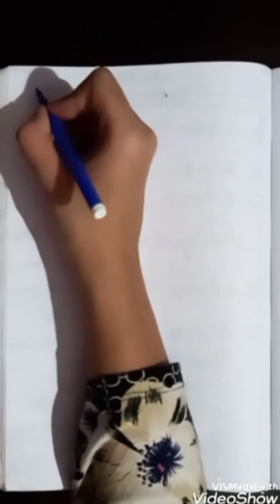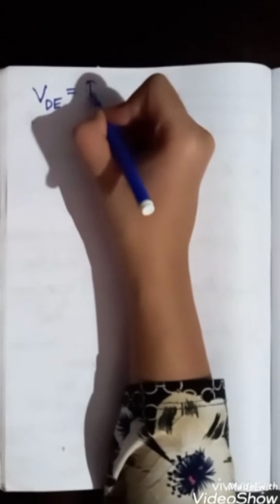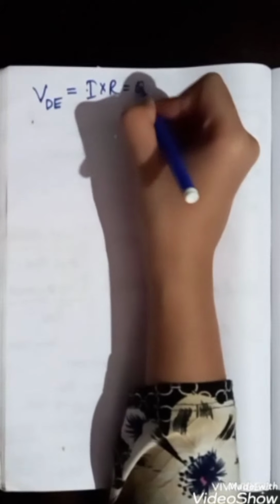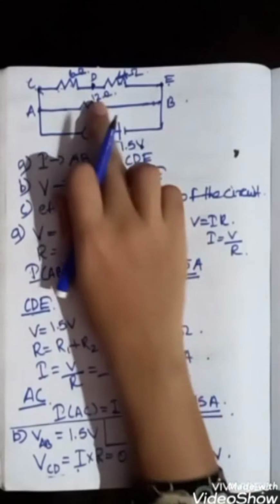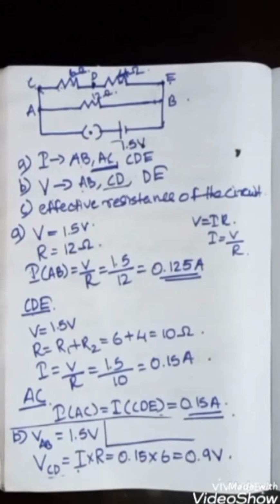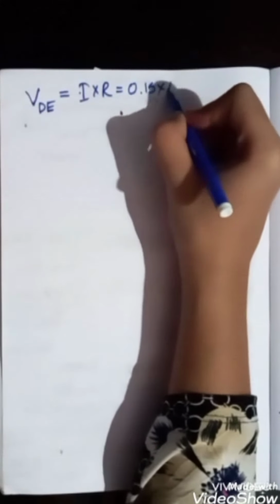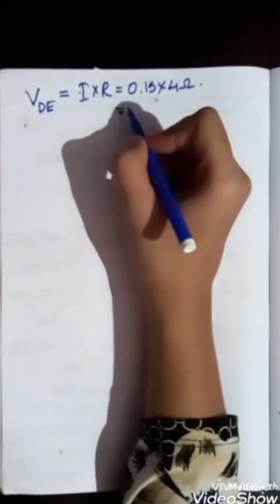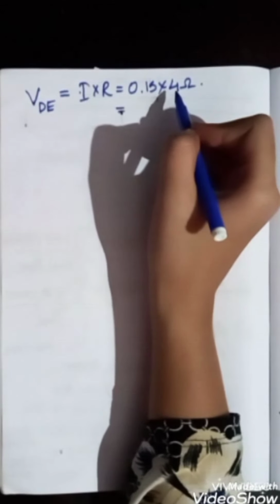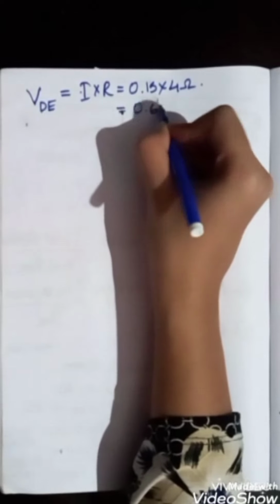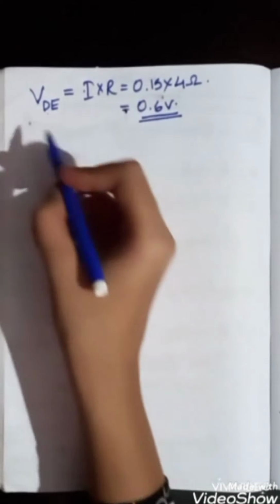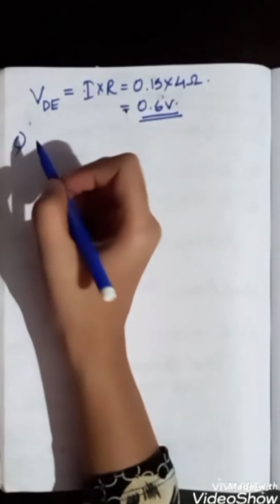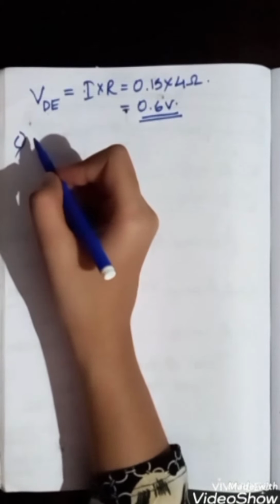The potential difference across DE, that is VDE, is equal to I into R. The current is the same here, 0.15, into the resistance across DE, which is only one resistor of 4 ohm. That is 0.15 into 4, which is 0.6 volt. The potential across DE is 0.6 volt. Hope you understand. Then in the third question, part C, it is asked to find the effective resistance.